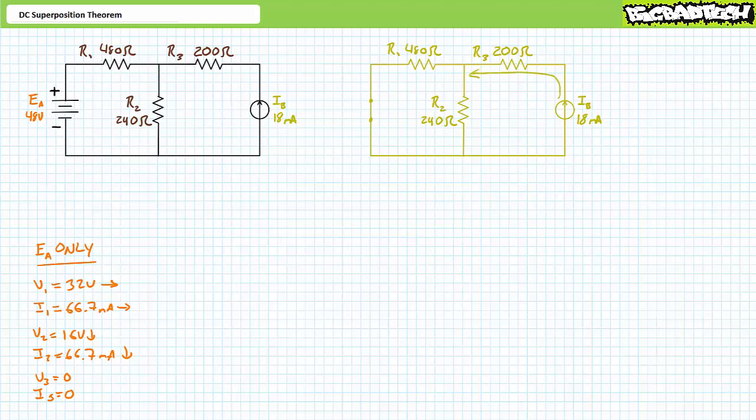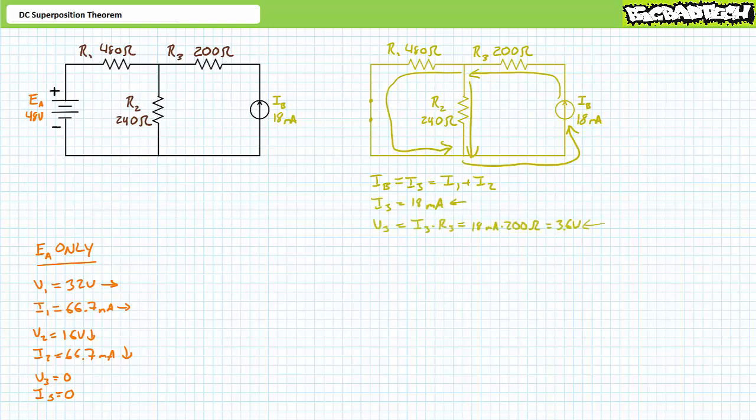Current produced by the current source must travel through R3, right to left. Current then splits into two paths, one afforded by R1, the other through R2, and returns to the current source. A Kirchhoff's current law analysis of the as-analyzed circuit suggests that IB equals I3, which equals I1 plus I2. I3 must equal 18 milliamperes traveling right to left. An application of Ohm's law demonstrates that V3 is 3.6 volts, positive to negative, right to left.